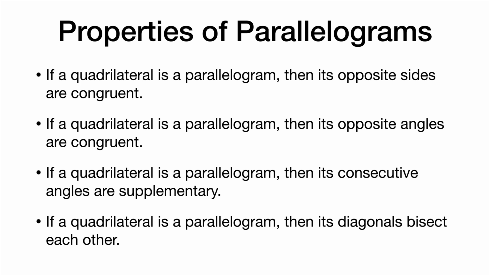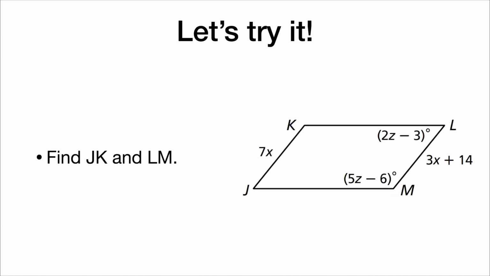So let's try some examples of problems like this. This asks us to find JK and LM. So in this case, what we know is that JK over here and LM are opposite sides. That means that they are congruent, which means we could say 7x equals 3x plus 14. At that point, 7x equals 3x plus 14. We subtract 3x. That becomes 4x equals 14.